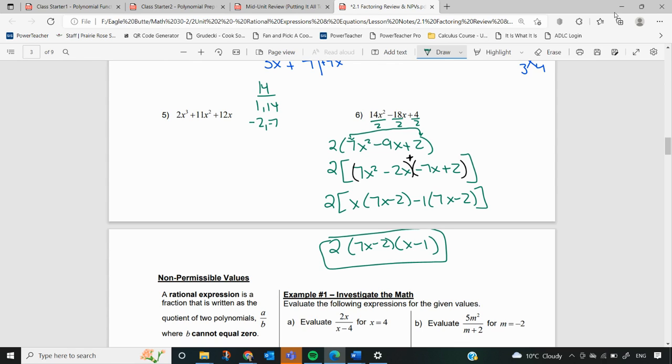So again, that's just a really quick refresher on factoring. If you're needing more practice, you can always go back and check these again or work through some of the ones in the practice questions.